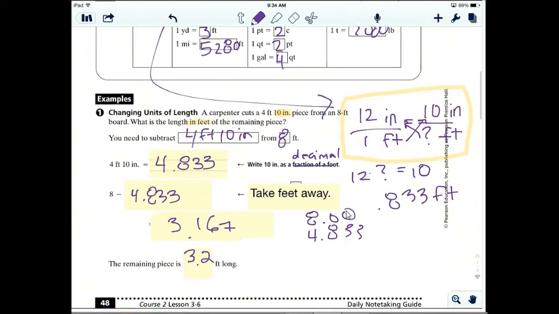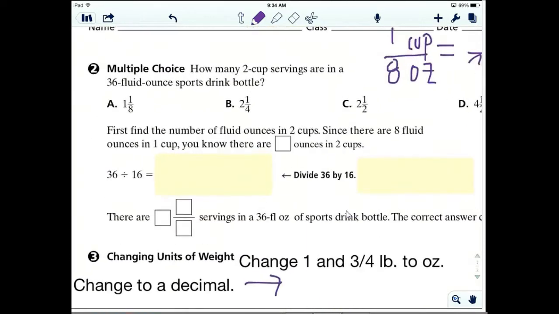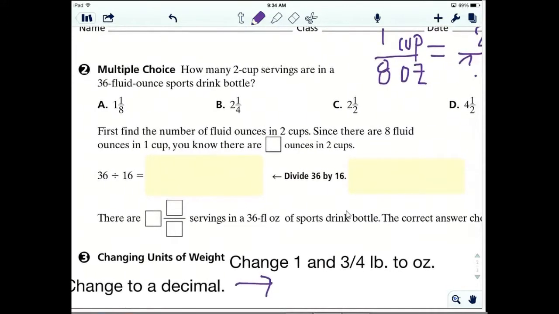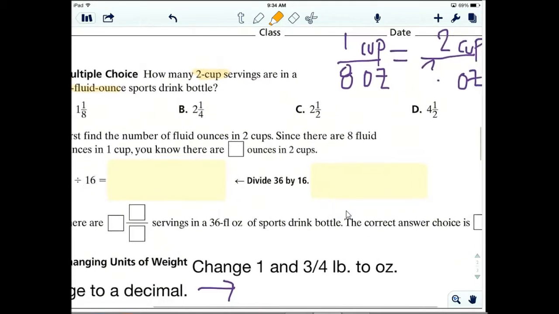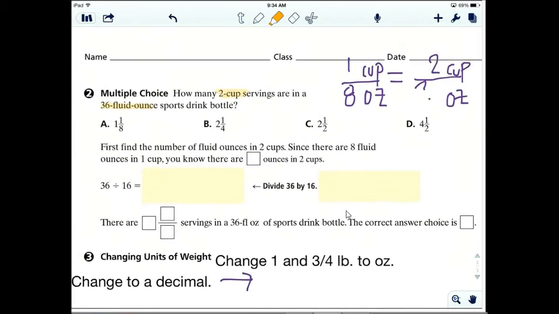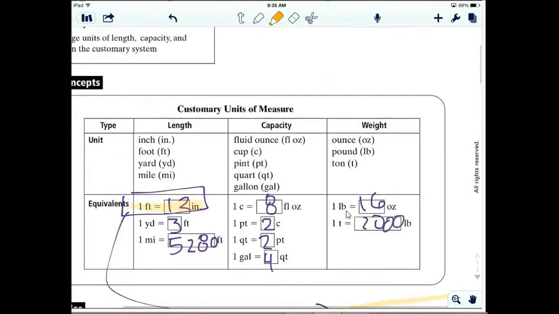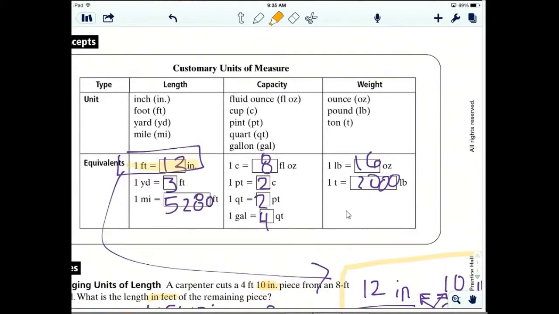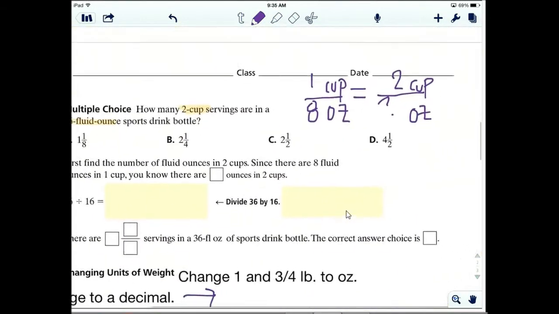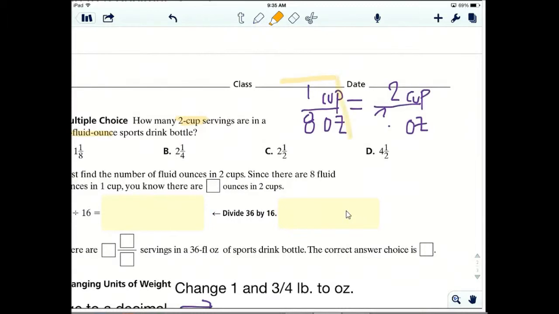Let's go ahead and look at the next problem. They say, how many 2-cup servings are in a 36-ounce sports drink bottle? In order to answer that, since I'm dealing with 2 different units, cups and fluid ounces, I need to convert. If you notice over here, I have set up my proportion. 1 cup, again, where did I get that information from? I go back to my table. 1 cup is equal to 8 ounces. So I'm going to set that up as a proportion, 1 cup over 8 ounces.